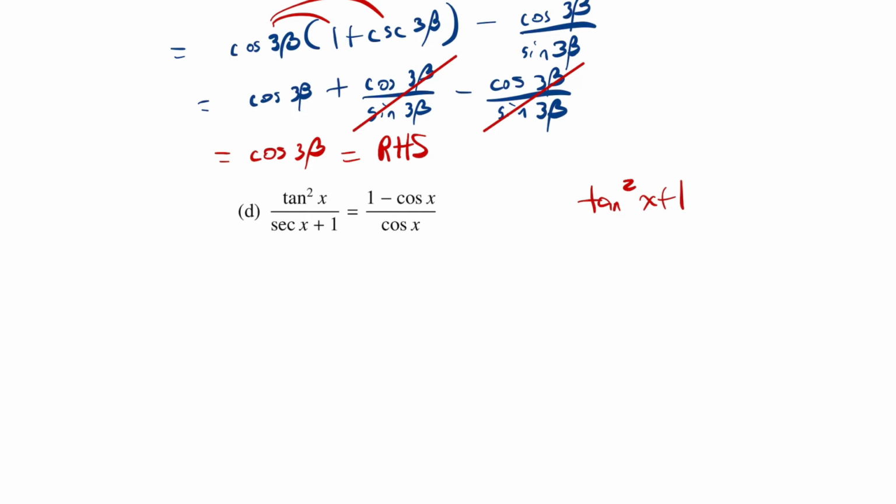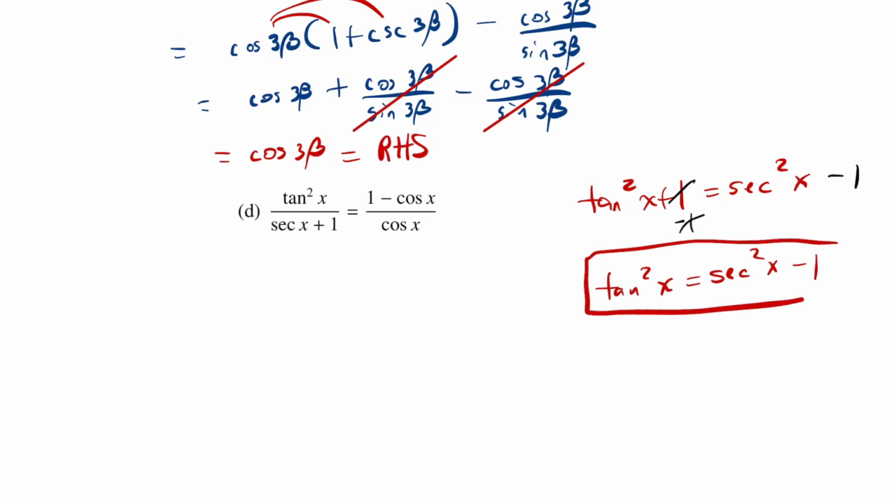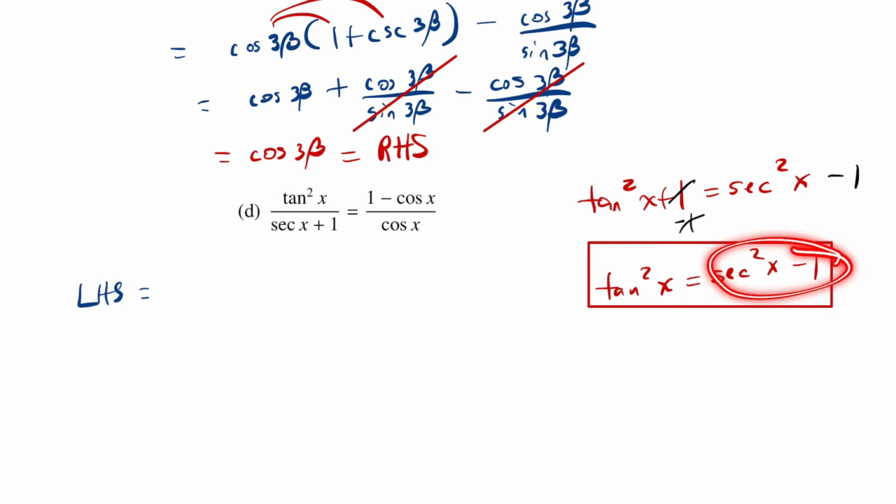So I'm going to subtract 1 because I want to isolate the tangent squared so I can do a substitution. So let's subtract 1. And so now we have tangent squared x equals secant squared x minus 1. So this is the identity I'm going to use. So I'm going to start with the left-hand side. And instead of writing tangent squared, I'm going to write secant squared minus 1, because that's equal to tangent squared.